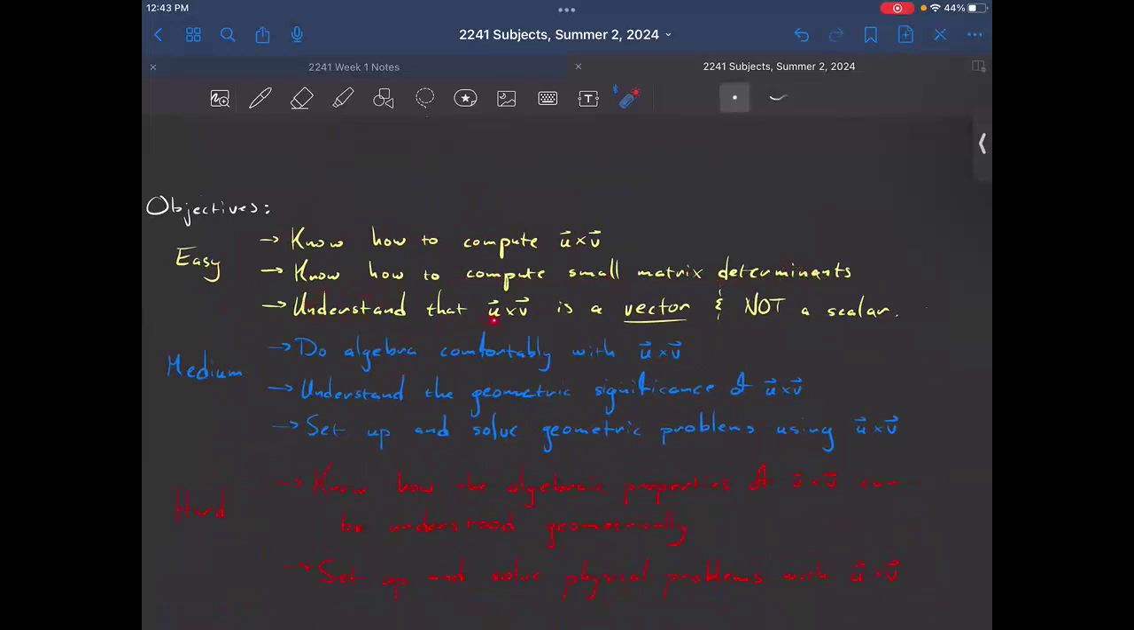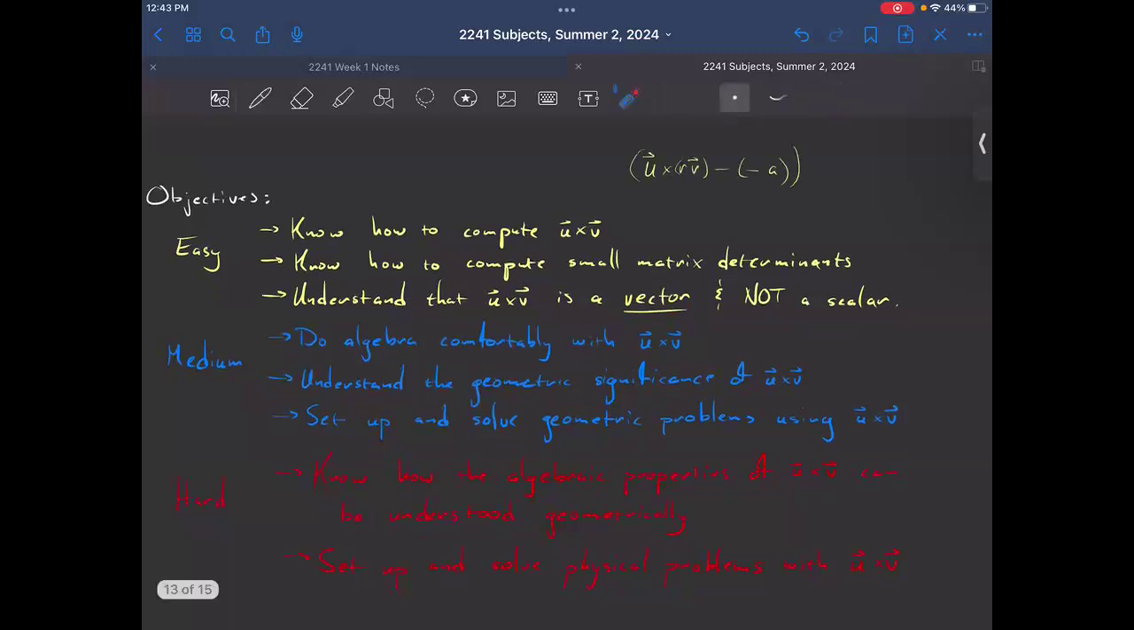And this one is actually probably the most important. You should understand that u cross v is a vector and not a scalar. And I will put in a link in the page 1.4 to a website that will help you get some practice with determining when some sort of vector expression, like, I don't know, u cross r times v minus negative a, is a vector, a scalar, or nonsense. And it's kind of a fun little game to work through. So I'll put the link in the page for that.